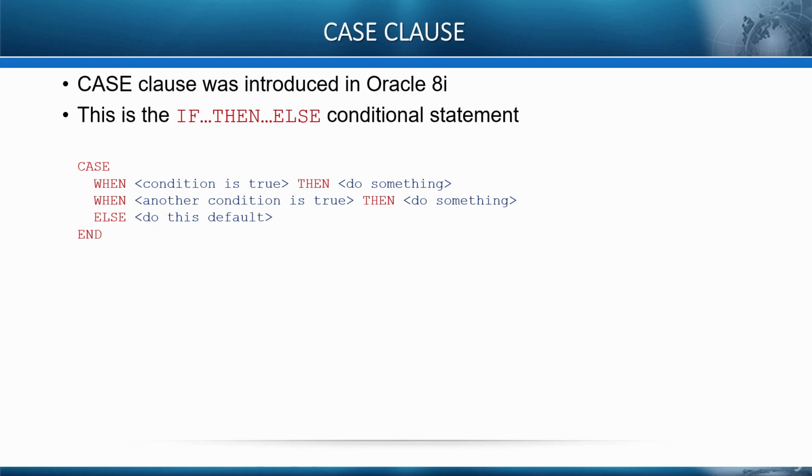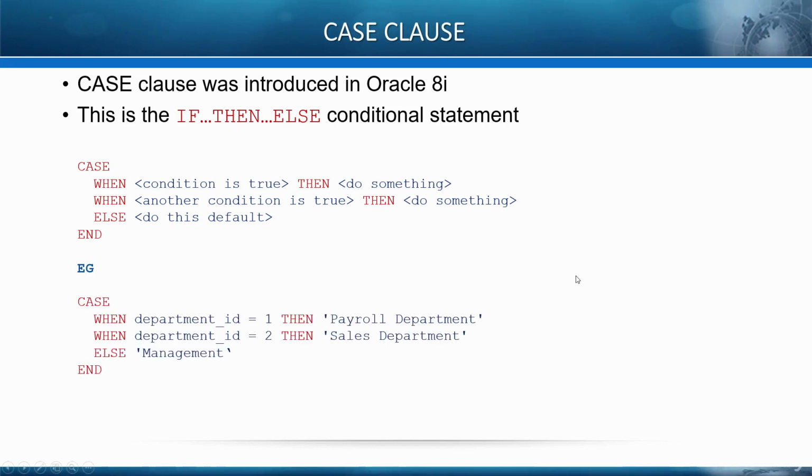Of course, you are not obliged to state an else statement. The case conditional statement ends with the word end. So the start is marked by the word case and the end of that case clause is marked by the word end. For instance, case, when department ID equals 1, then payroll department. When department ID equals 2, then sales department, else management.